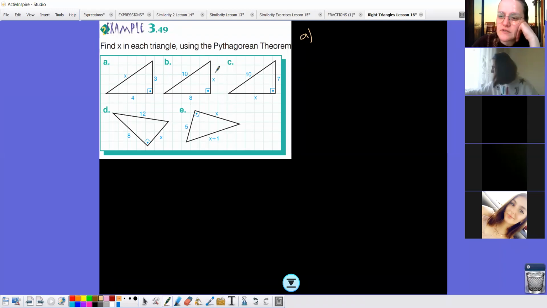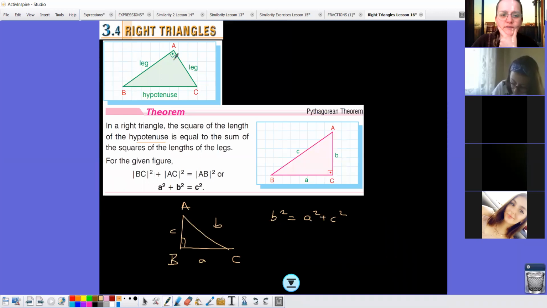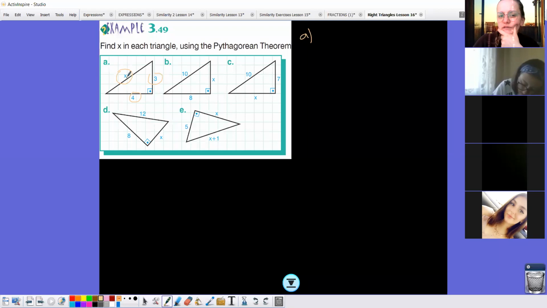Which one is the hypotenuse here, Sarah? No, I'm asking, for example, you have x, 3, 4. Which one is the hypotenuse? Look here. We have the right triangle here, right angle, and opposite of it is the hypotenuse. Here we have the 90 degrees, opposite of it is x. So x is the hypotenuse.